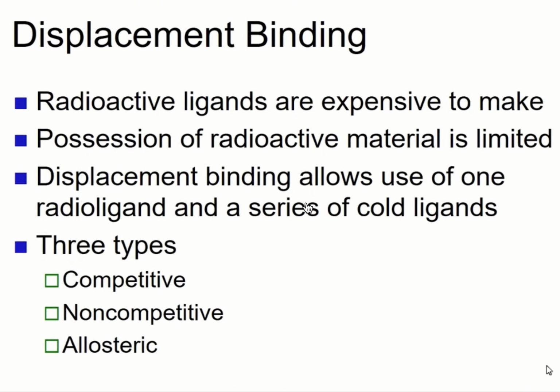With a displacement binding experiment, we only have to have one radioligand. So imagine we want to test our 10 different potential antagonists. We're going to get a radio-labeled version of the agonist and then do experiments using that and our 10 non-radio-labeled, or what we call cold, antagonists. That allows us to have inexpensive antagonists and just one expensive agonist. By doing this, we can also determine whether our antagonist is competitive, non-competitive, or allosteric.